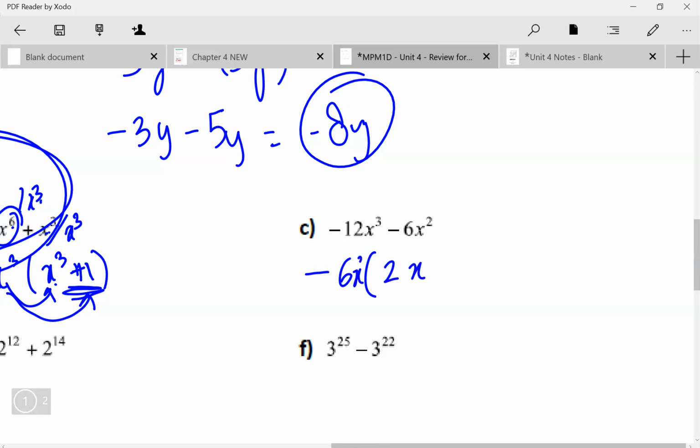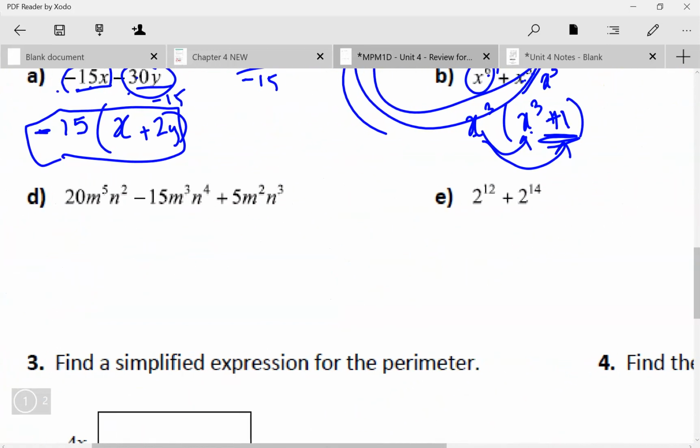Again, this is hopefully all familiar. Where I found my greatest common factor, both of them are negative, so I am going to take a negative out. Divide this by negative 6x squared, divide this by negative 6x squared, and I get what's inside my bracket.